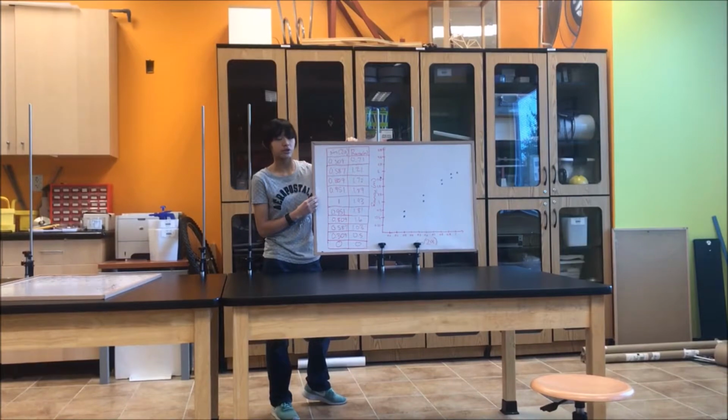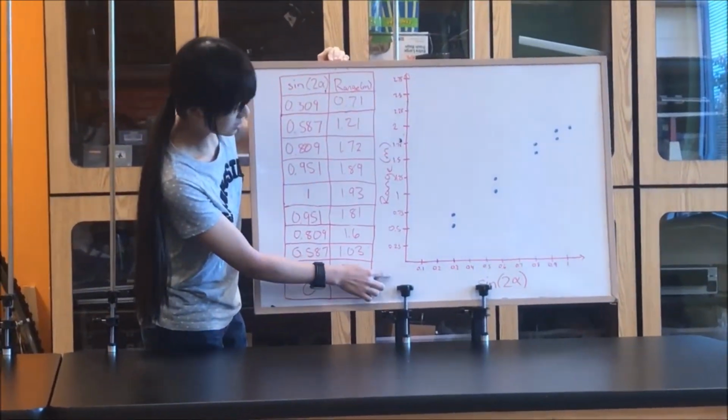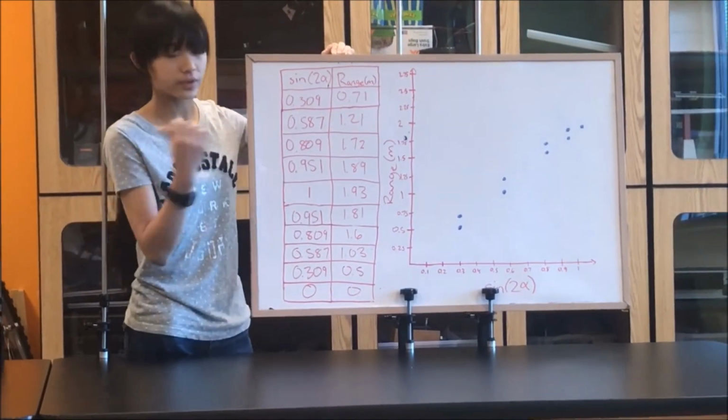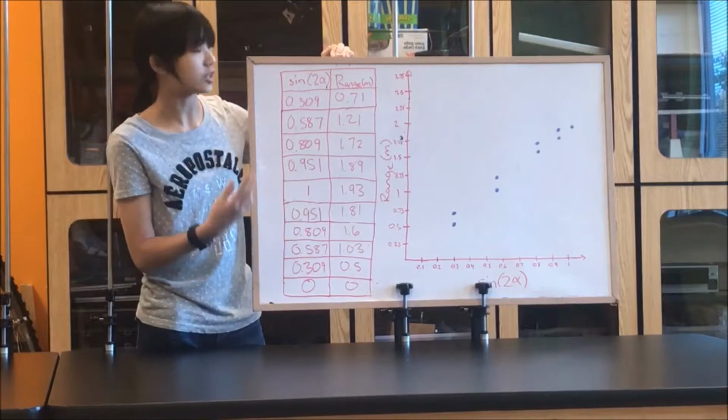This graph shows the linearization of the first graph, where the x-axis is sine 2 alpha, like the previous graph, and the range is the range we got from experimentation.